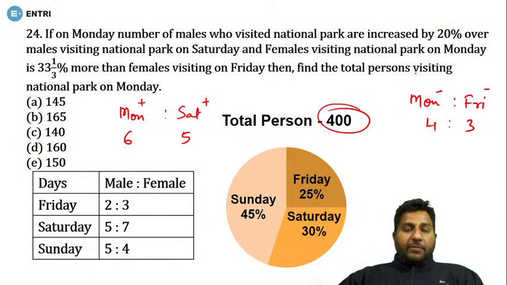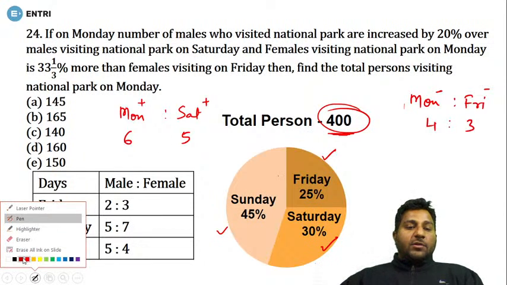Then find the total persons visiting the national park on Monday. Which means 6x and 4y. So tell me how you are going to find the total persons. Look at this: of 400 persons, 25% visited Friday, 30% Saturday, and 45% Sunday. So we have to look at Monday, Friday, and Saturday.